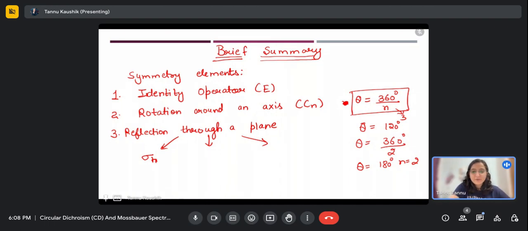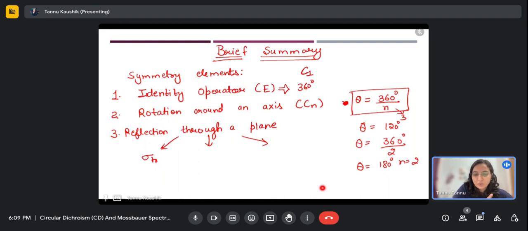So here I'm giving a brief summary of symmetry elements that we have discussed so far. So there are five symmetry elements. First is identity operator. That is, if we rotate a molecule around 360 degree angle, that is C1, then we are going to get an identity operator. It's just like a unity operator, so that we are not introducing any kind of change in a molecule and we are getting an equivalent configuration.